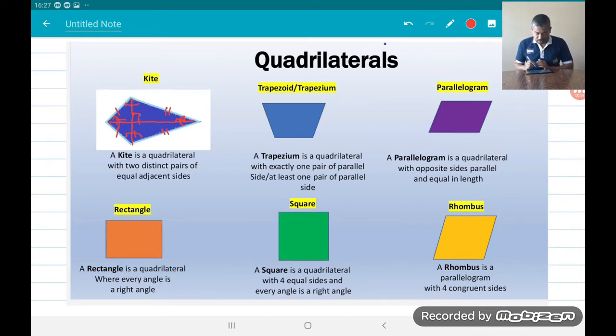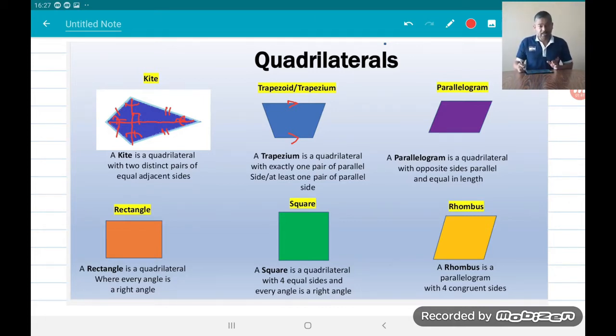Now let's look at the next one, the trapezoid or trapezium. A trapezoid has one pair of parallel sides. When it comes to the trapezoid, we need to discuss two definitions. The first one is the inclusive definition. The inclusive definition says a trapezoid has at least one pair of parallel sides, and the exclusive definition says a trapezoid should have exactly one pair of parallel sides. Does it make a big difference? Yes, it makes a big difference. At the end of the lesson, I will discuss it.